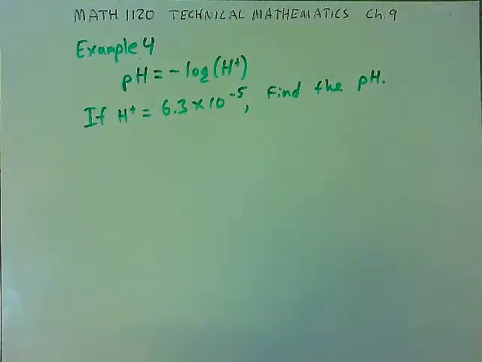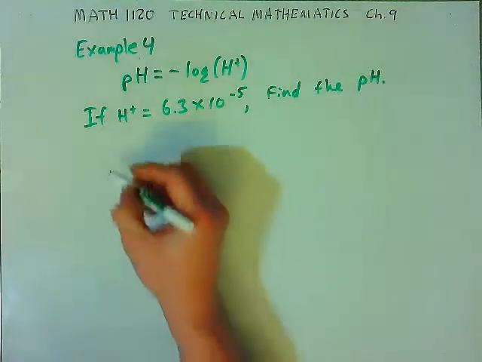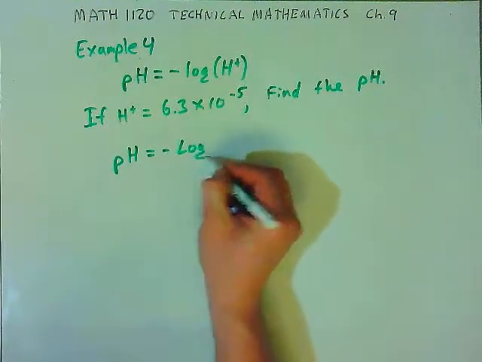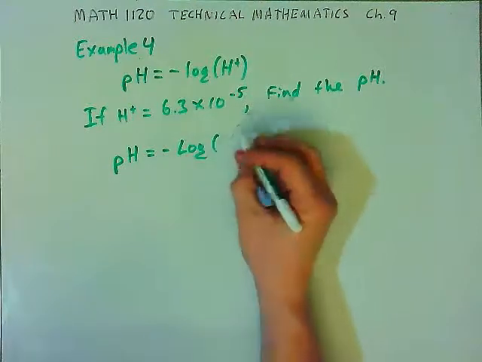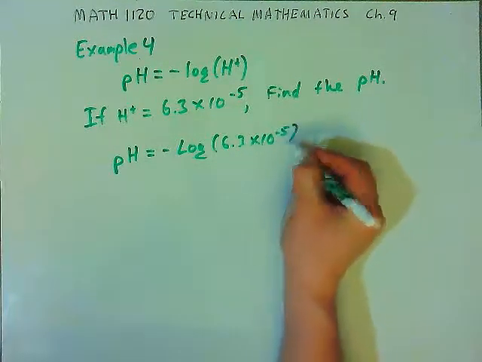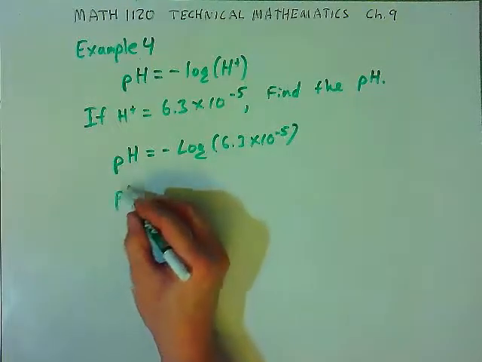This is example 4. It says that pH is defined as the negative logarithm of the hydrogen atom concentration of a solution. And so it says if H plus is equal to 6.3 times 10 to the negative 5th, find the pH value. And so the pH will be equal to the negative logarithm of this number, 6.3 times 10 to the negative 5th. And we'll just use our calculator to do this.